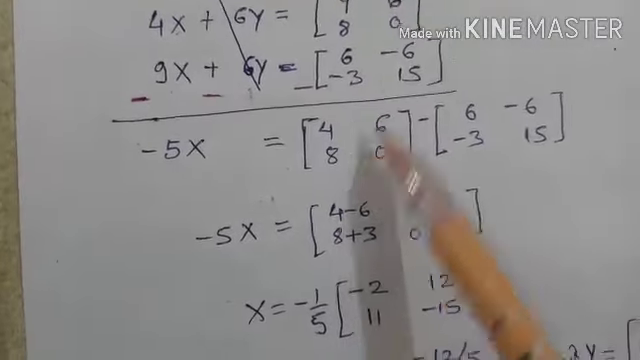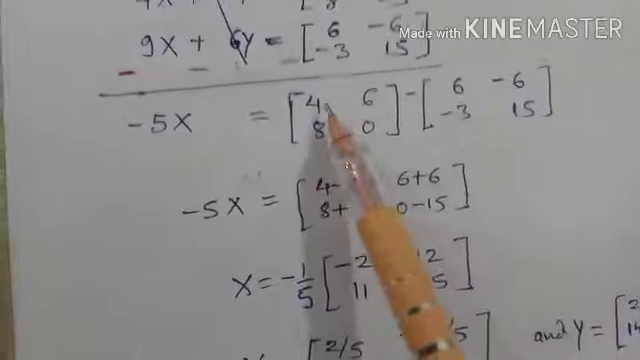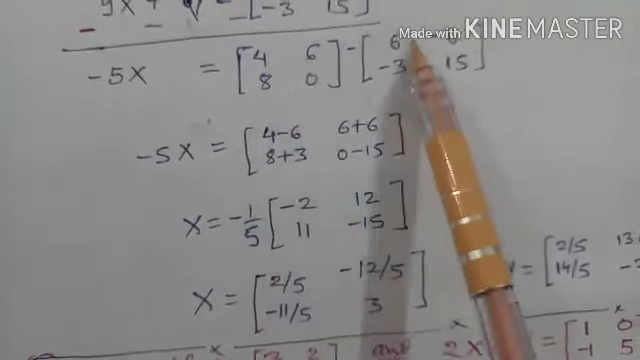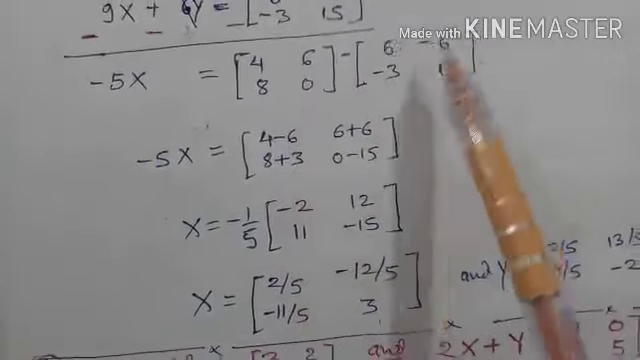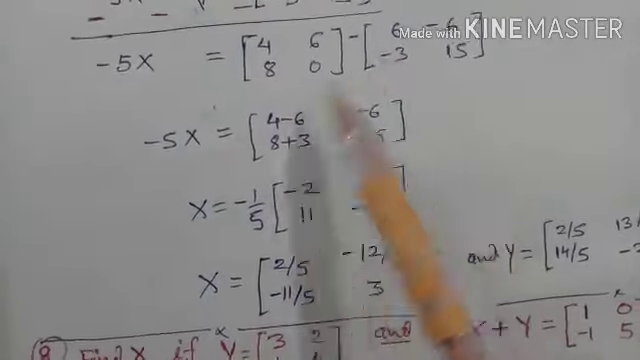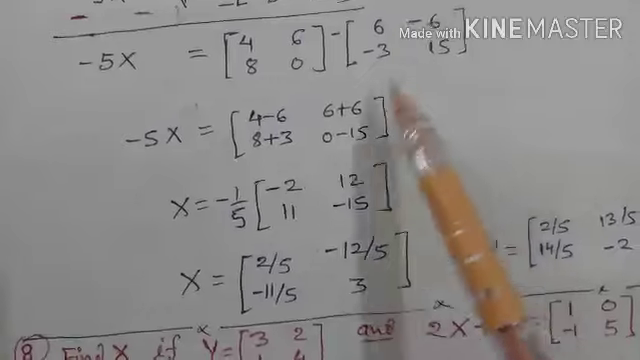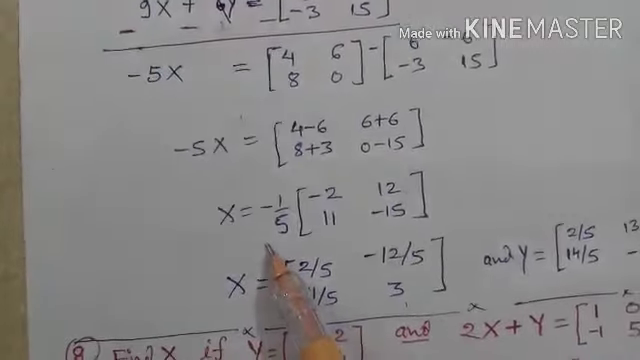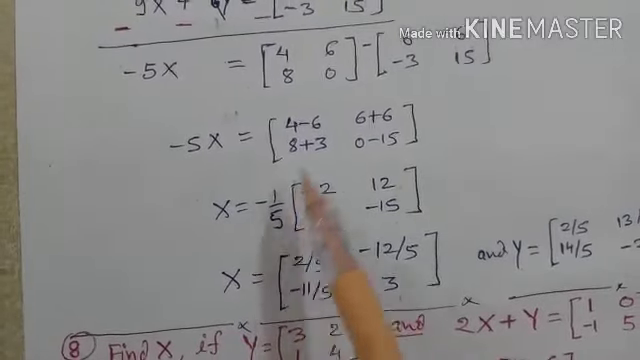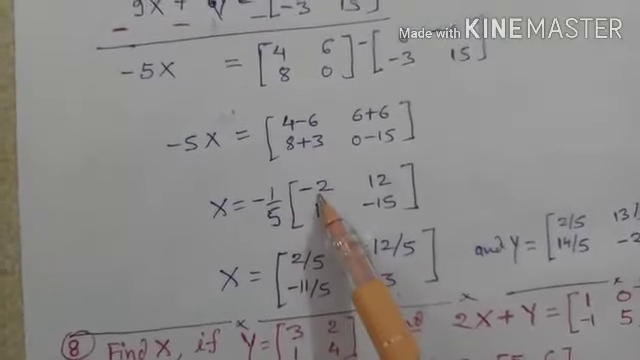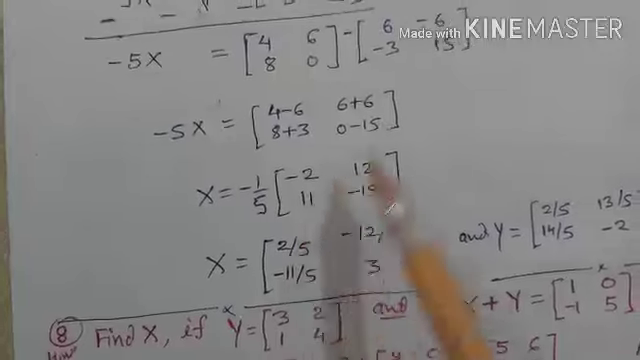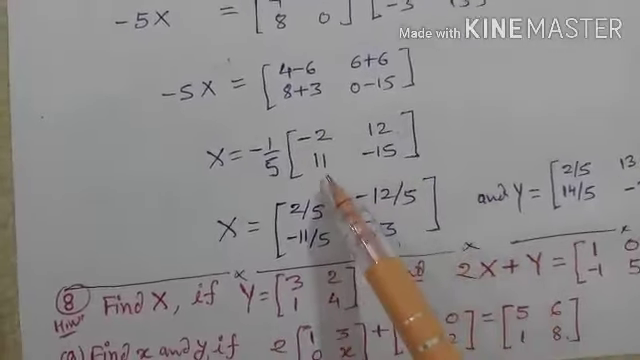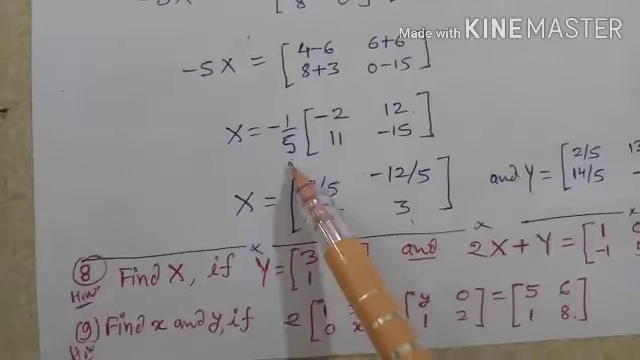First write the first matrix, and after that the second matrix. Now minus 5X equals 4 minus 6, 6 minus minus plus 6, 8 minus minus plus 3, and 0 minus 15. So minus 5 is transferred to the right side, so it will be minus 1 upon 5. 4 minus 6 means minus 2, 8 plus 3 is 11, 6 and 6 is 12, and this is minus 15. Now every element is divided by minus 1 upon 5.